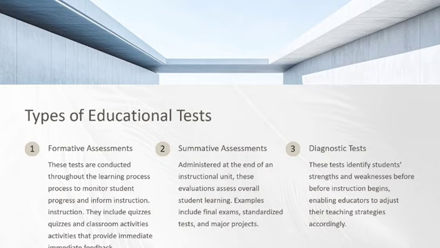Now let's have a brief overview on types of some educational tests. So the first and foremost is formative assessment, which is done during the lessons to monitor progress. And it's also an ongoing assessment. It includes quizzes and different classroom activities that provide immediate feedback. Next, we have summative assessments, which are mostly done at the end of the unit or the course and are given at the end to evaluate overall learning. For example, final exams, standardized tests, and major projects.